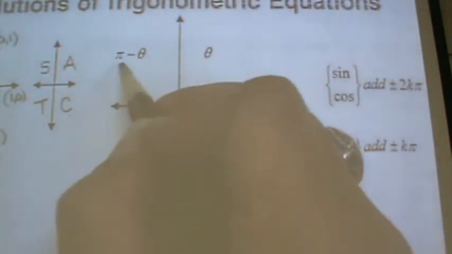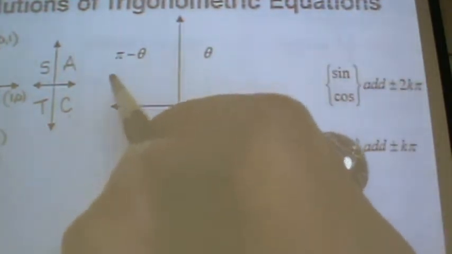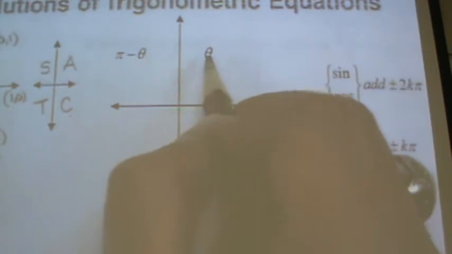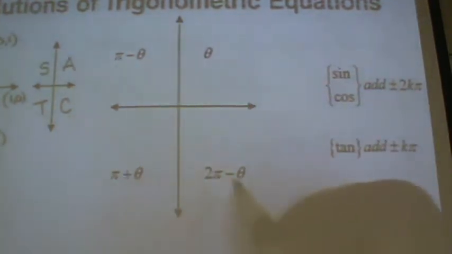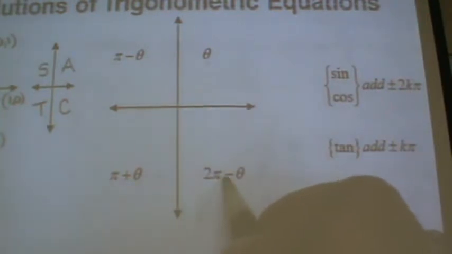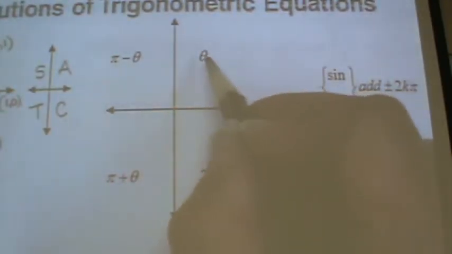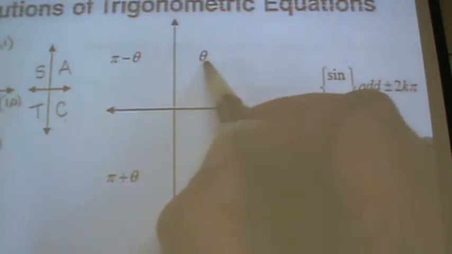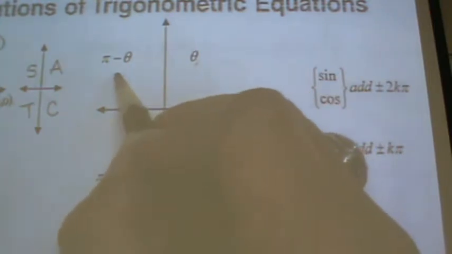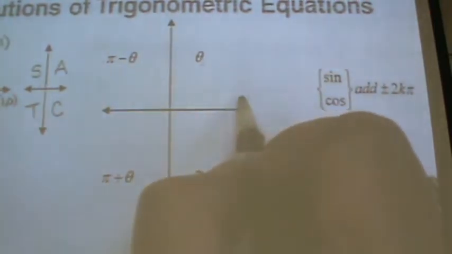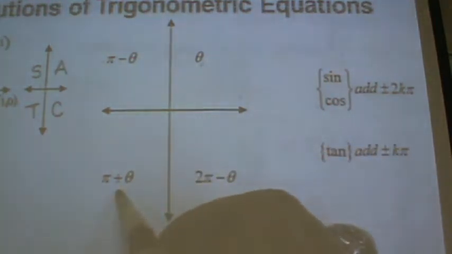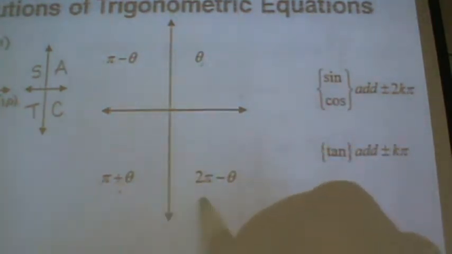If it's in quadrant 2, you're going to do pi minus whatever you get here. If it's in quadrant 3, it's pi plus that answer, and if it's in quadrant 4, it's 2 pi minus the answer. So again, in quadrant 1, it's the angle, theta or omega or whatever you want to call it. If it's in quadrant 2, it's pi minus that angle, what you got here. If it's in quadrant 3, it's pi plus, and 2 pi minus.